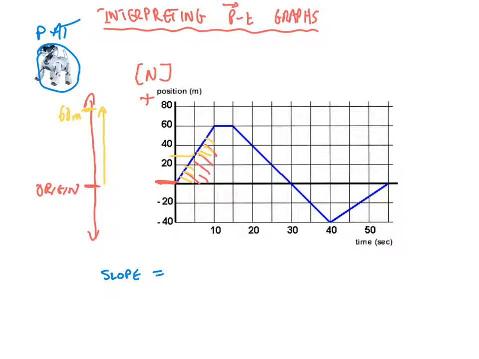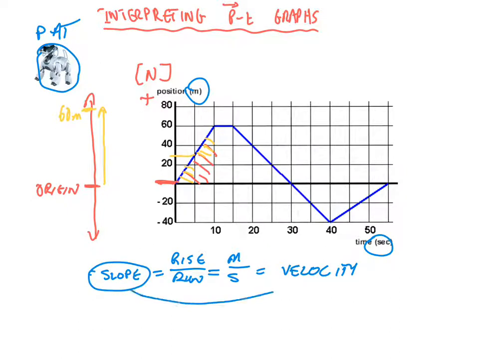Remember that slope is equal to rise over run. And in this instance, if we look at simply the units of that, it would be meters over seconds. And we know, and we will talk about how distance over time, meters per second, is equal to velocity. So in PT graphs, slope is equal to velocity, and that's a very important point first off.